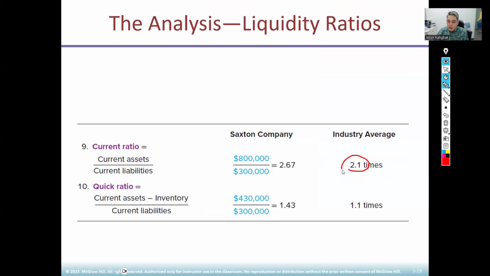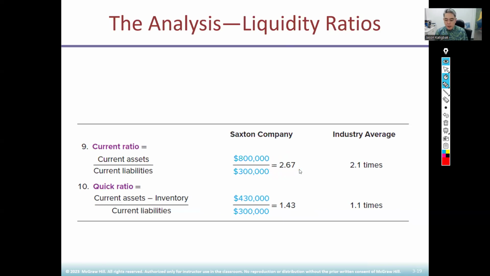So the industry average is 2.1 times in order for you to be considered liquid. We say the rule of thumb is actually 2 times, right? You have twice as much current assets over current liabilities. So here you have more than twice. 800 divided by 300 is 2.67. So you're in a good position.